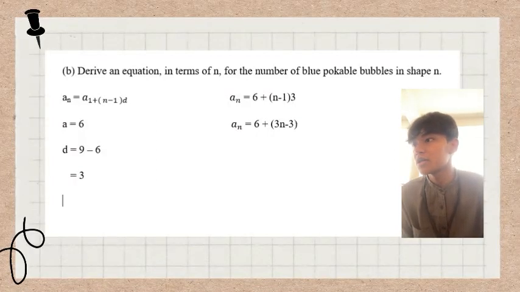So the formula is an equal to a1 plus n minus 1 times d. For our a, it is our first term, and our d is the difference between the second term and the first term, which is 3, 9 minus 6. So we just put it in our formula. So we got an equal to 6 plus 3n minus 3.